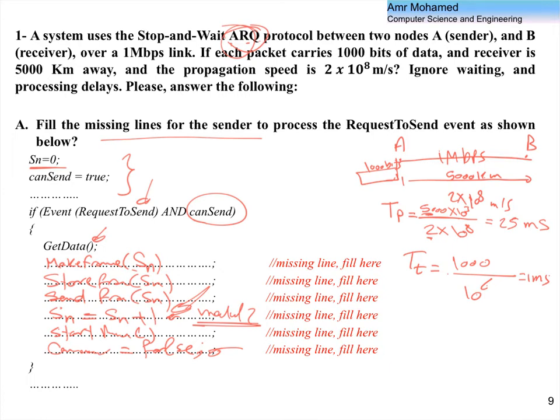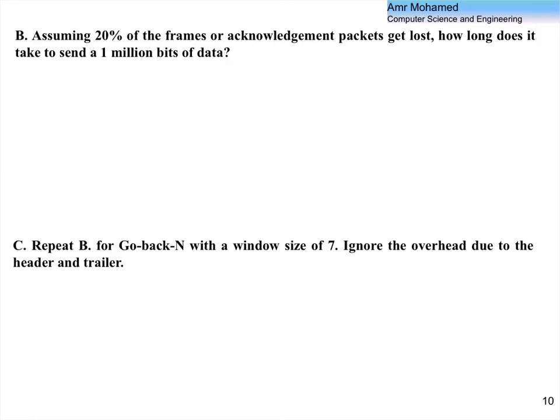The frame size, the length as well. If each packet carries. Okay. Any question? What was 1,000?